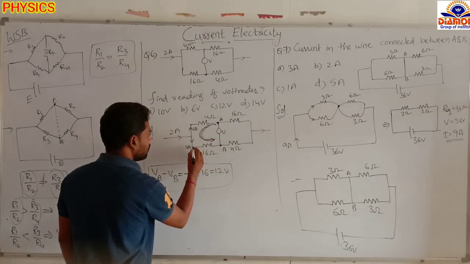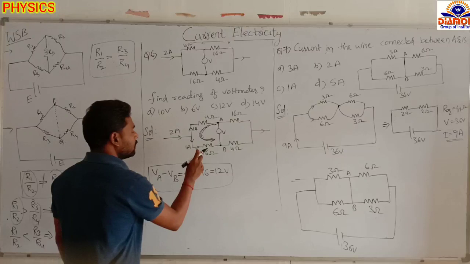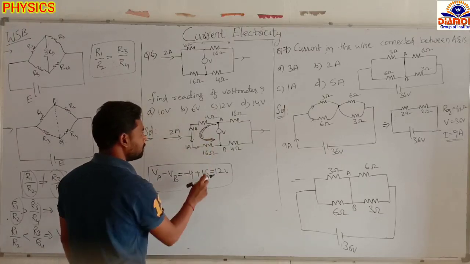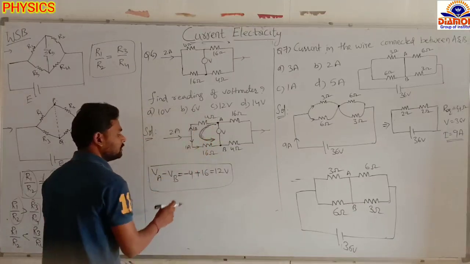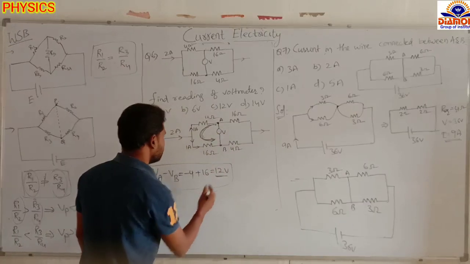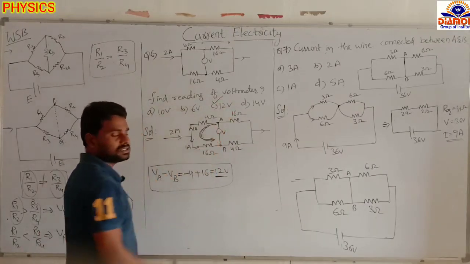In this resistor also, current is going in the same direction. So current is 1 ampere, resistance is 16, so 16 into 1 is 16, plus, same direction plus. Here, opposite direction, minus 4. Plus 16, 12. The potential difference across AB is nothing but 12 volts. C is the right option.